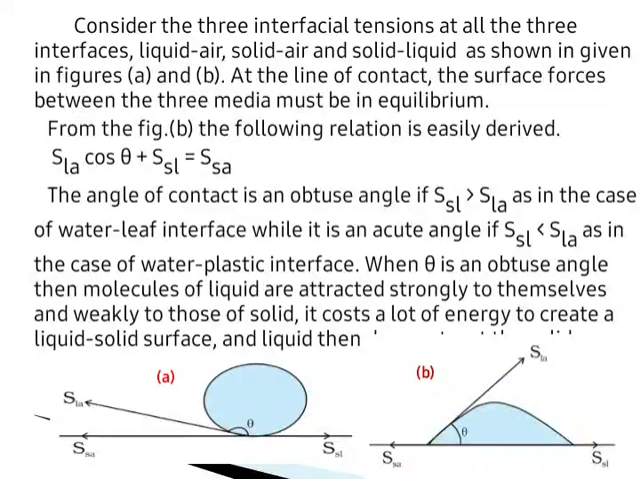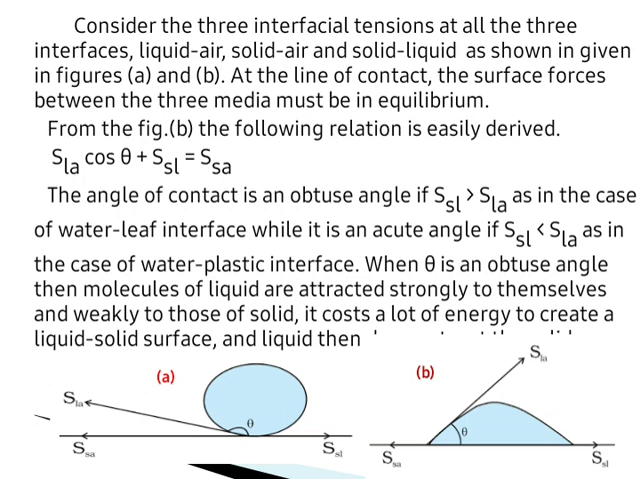Consider the surface tensions at three different interfaces. They are solid-liquid interface, solid-air interface, and liquid-air interface, which are shown in the given figures A and B. At the line of contact, the surface forces between the three media must be in equilibrium. From figure B, the following relation can be easily derived, which is SLA cos theta plus SSL is equal to SSA, or SSA is equal to SSL plus SLA cos theta.